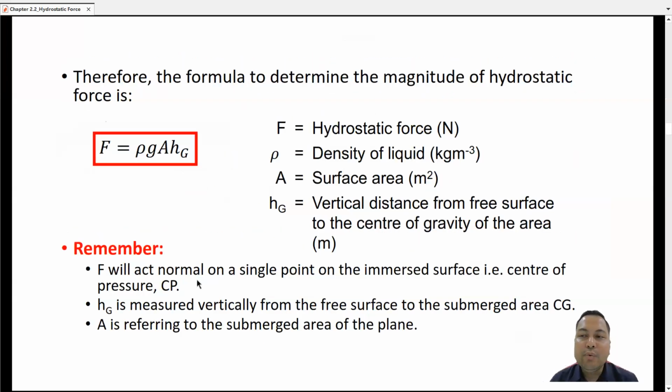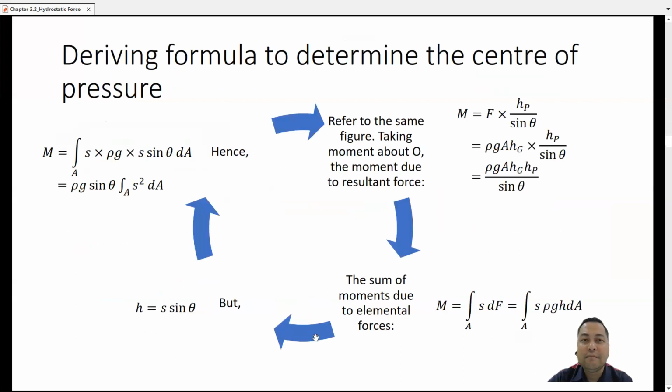Remember, F will act normal at a single point on the immersed surface, that is the center of pressure. Hg is measured vertically from the free surface to the center of gravity of the submerged area, and A refers to the submerged area of the plane.